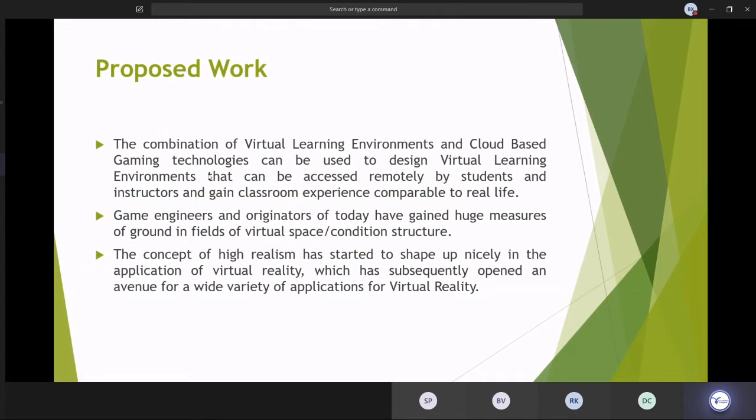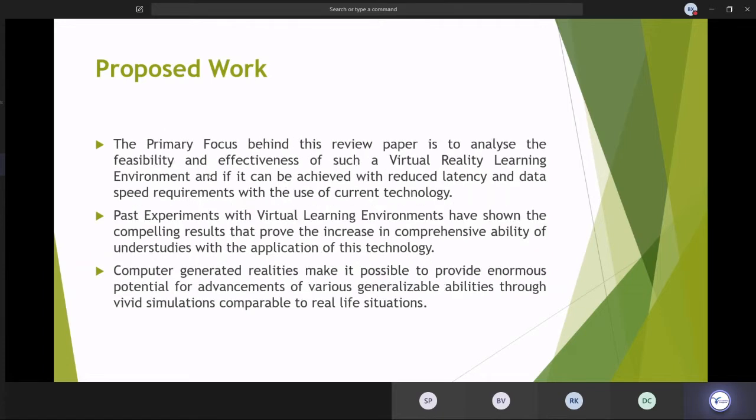The main focus driving this review paper is to analyze the feasibility and the effectiveness of producing such a virtual reality learning environment, and whether it can be successfully achieved with reduced latency and data speed requirements through the use of the current technology available to us.